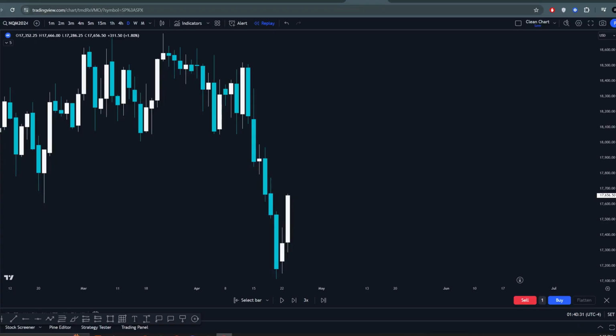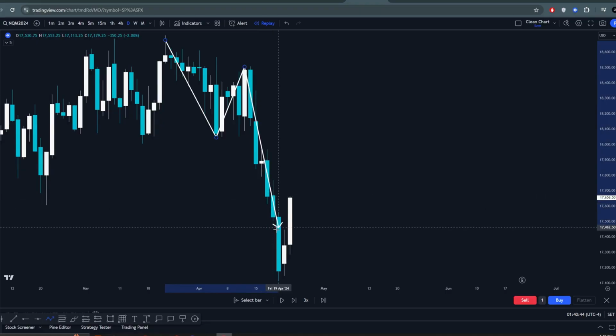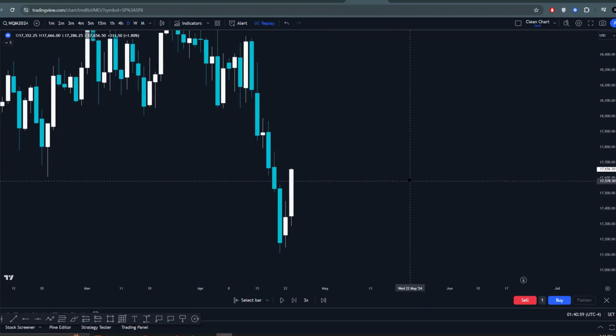First, you need to identify your bias for the day. As we can see, right here we are bearish. We have a retracement higher and we have a continuation lower. Currently, we are having another retracement and we are most likely to continue going lower because we are overall bearish.